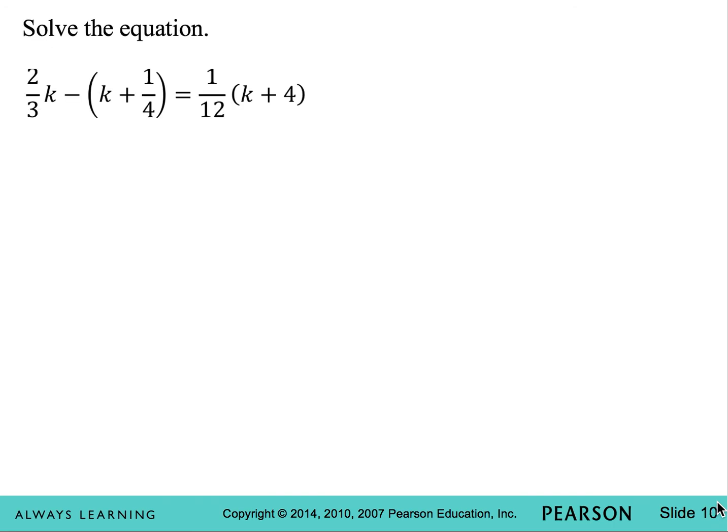Okay, one more. Good, a fraction one. Okay, so I need a common denominator. Now remember, when we multiply by that denominator, we do not multiply inside parentheses. Not inside parentheses. Every term, not inside parentheses. So it's these two denominators I'm looking at. And that denominator is 12.